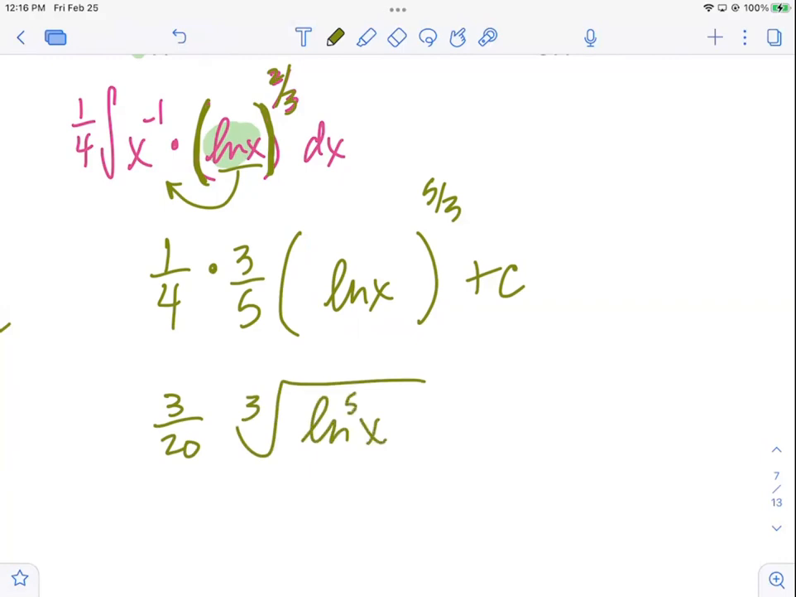Simplifying now, you get 3/20 cube root of the natural log of x to the 5th. Much like sine of x and cosine of x and all the trig functions, you can write that as the natural log to the 5th power of x. It condenses in the same way that the trig functions do, okay?